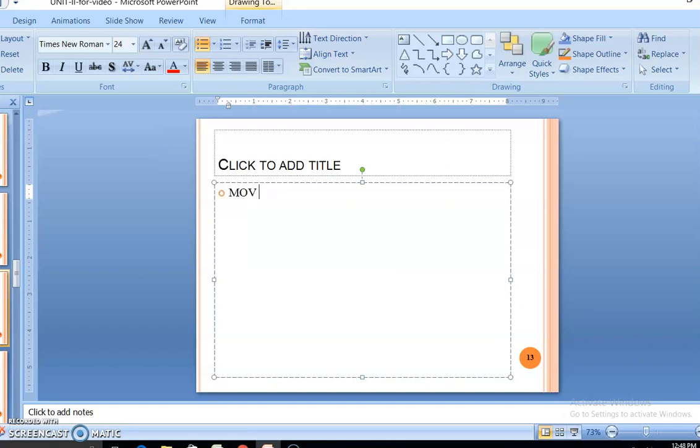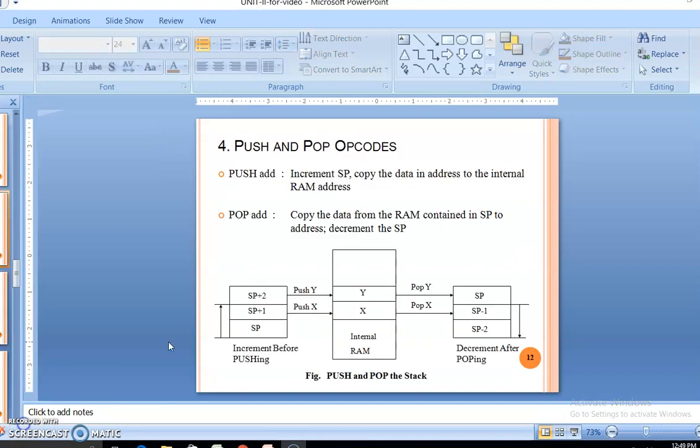So MOV SP, the stack pointer, and from which location you want to use stack memory, that is a memory location address you have to specify. Example, I am going to use 12H. From 12H location I want to use as a stack memory. So you have to use this instruction, MOV SP, #12H. So from the 12H location onwards your memory is going to be utilized as a stack memory. Like this you can define the stack memory with the help of the SP register, the stack pointer register.